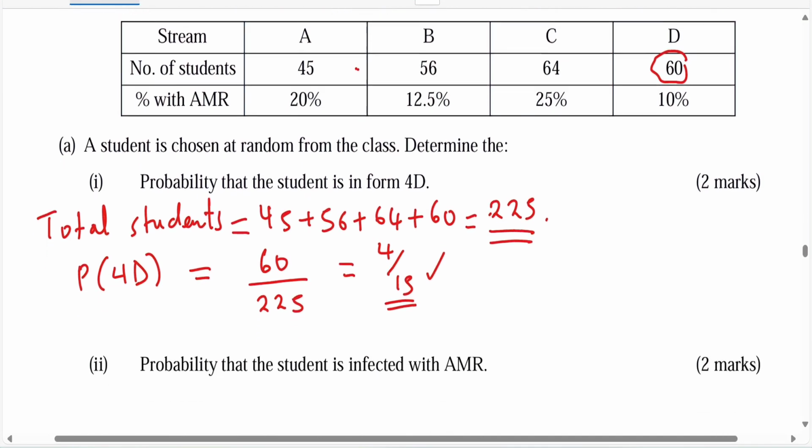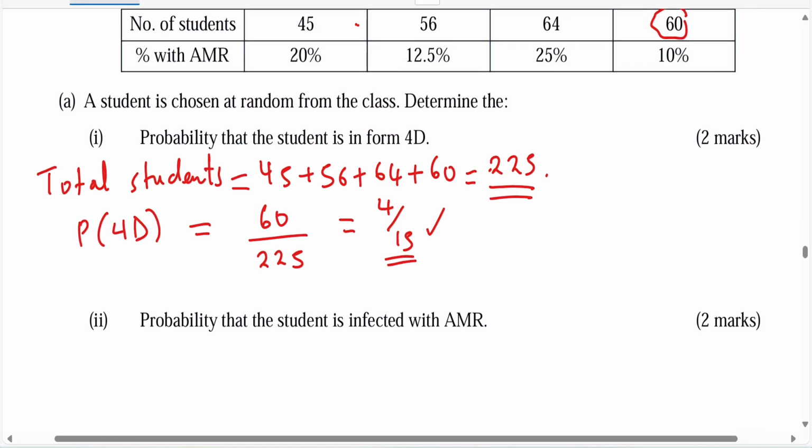Question Roman 2. The probability that the student is infected with AMR. So now let's find out the students that are infected with AMR. We have 4A, 4B, 4C, and 4D. Let's find out the students infected with AMR in Form 4A. You just do 20% of 45.